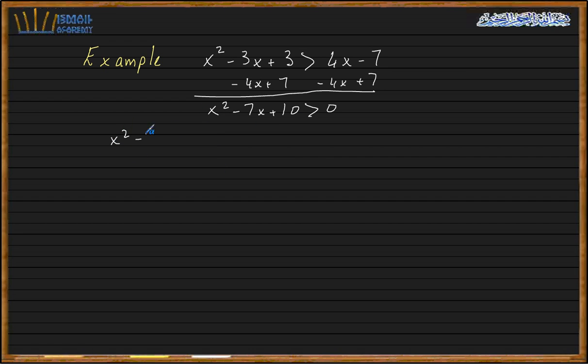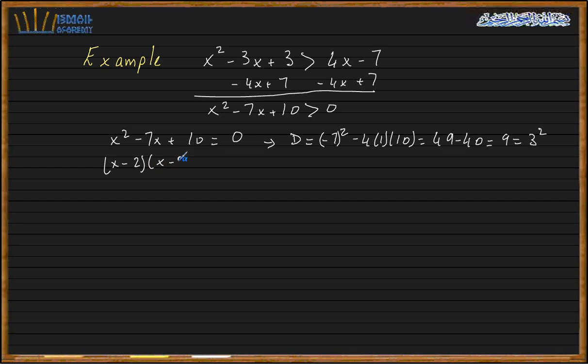So it's going to be x squared minus 7x plus 10 equal to 0, which means if I factor, I can take the discriminant, which is minus 7 squared minus 4 times 1 times 10, 49 minus 40, which is 9. So this is perfect square, which means I can factor this directly. So it's going to be x minus 2 times x minus 5 equal to 0. So we end up having x equal 2 or x equal 5.